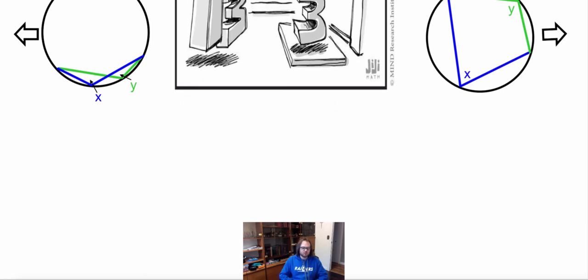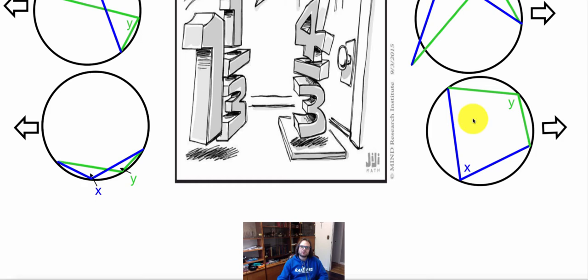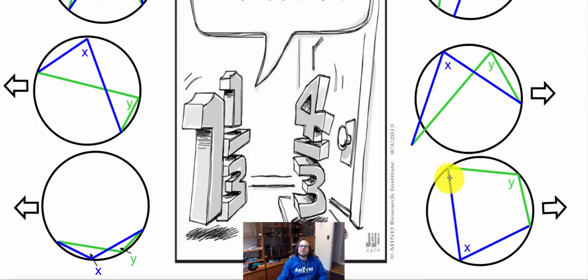So our rule here is twofold. If we have two angles, we know they are the same if, one, they are subtended by the same arc of the circle, and two, they share the same feet on the circle. They need to have both of those properties in order to be identical or congruent. So let's look at why these ones aren't. These ones here have one of the properties, as they share the same feet, but they are not subtended by the same arcs, as one's using the major arc and the other one's using the minor arc to subtend them. So that is why this third one doesn't work.